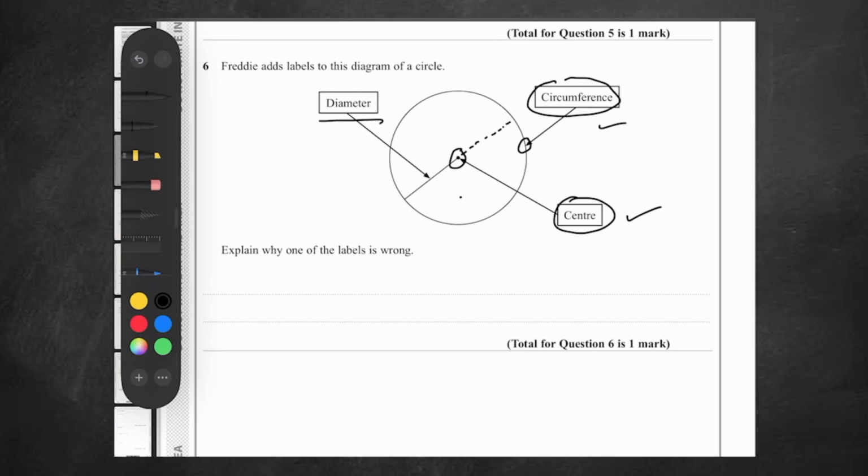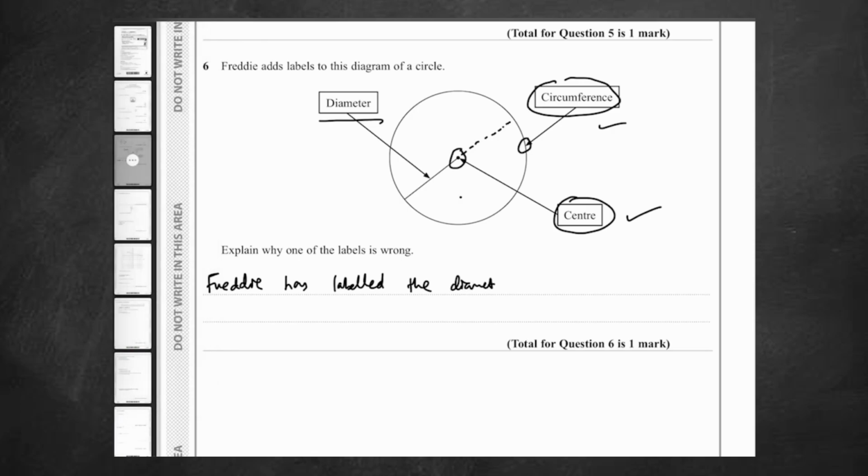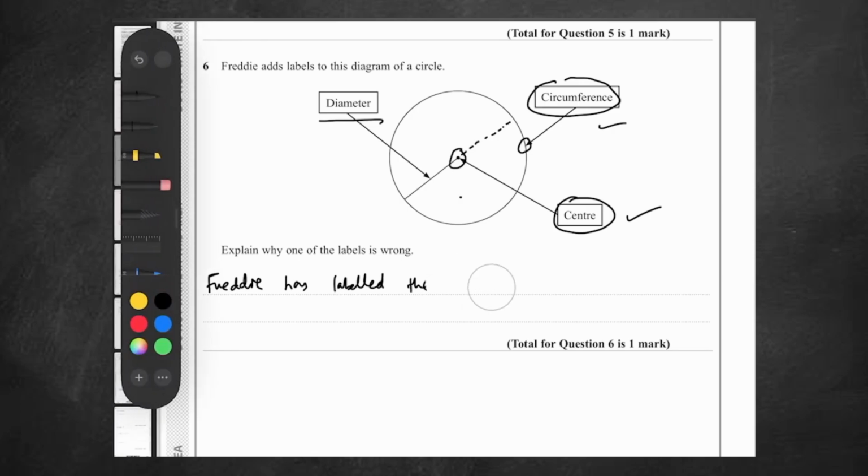So explaining why it's wrong, we'll change how I'm writing this. Freddie has labeled the radius as the diameter.